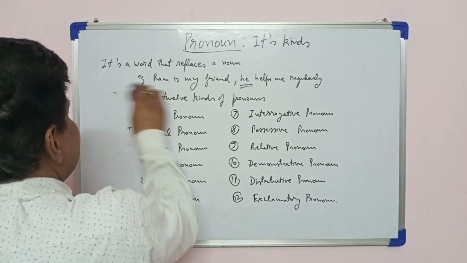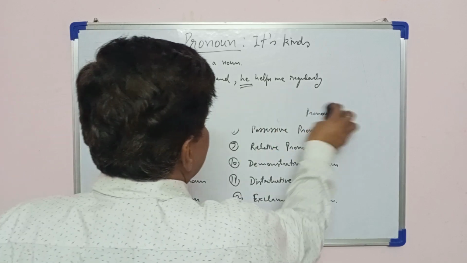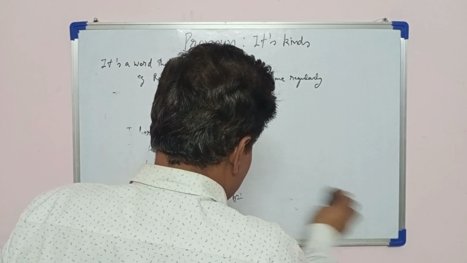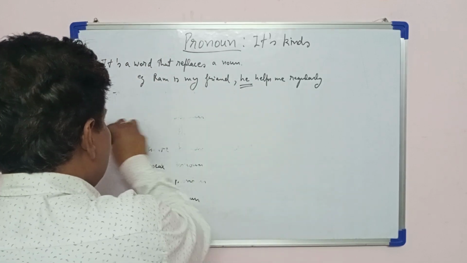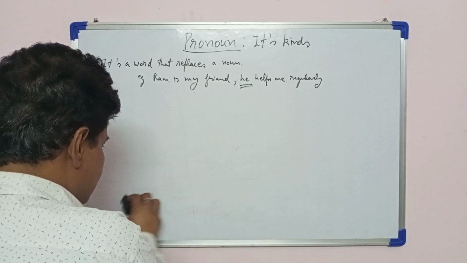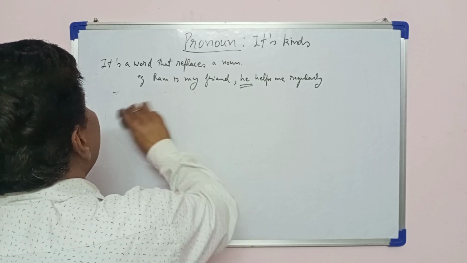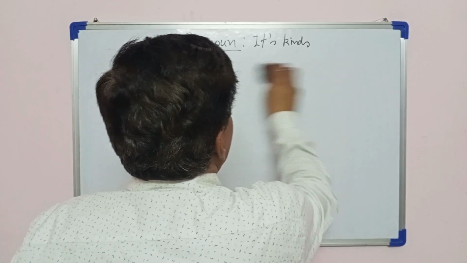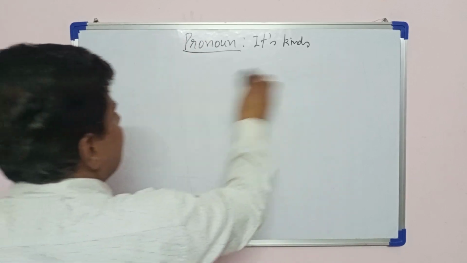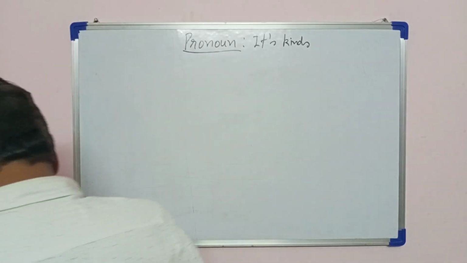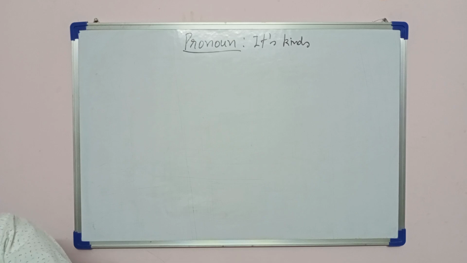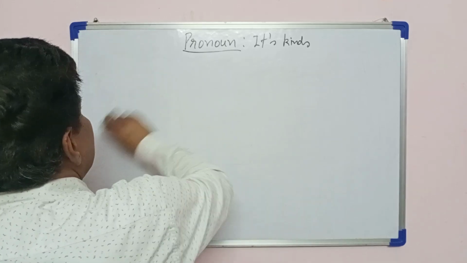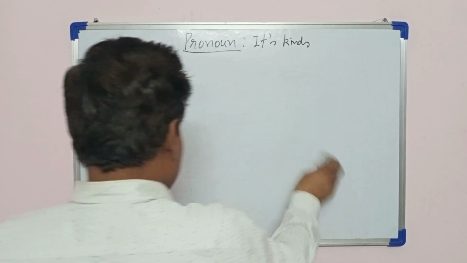Personal pronouns, as the name suggests, refer to persons. The name suggests that it will simply denote persons only, but there is one pronoun which denotes things also. So that is an exception, which we will understand.